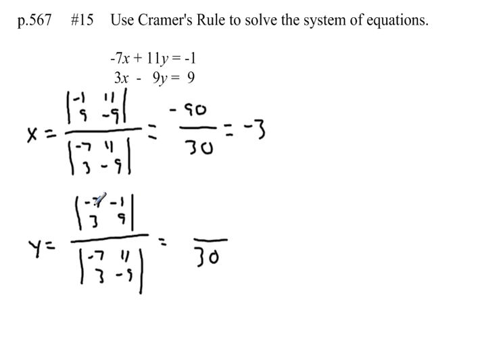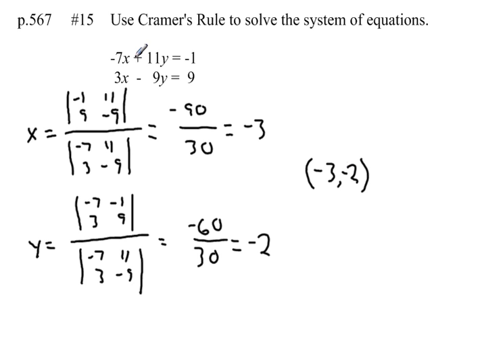So let's find this determinant of the numerator. Negative 7 times 9 is negative 63 minus negative 3. So that's like negative 63 plus 3. That's negative 60. And if I reduce that fraction, I get negative 2. So my solution here is negative 3, comma, negative 2.